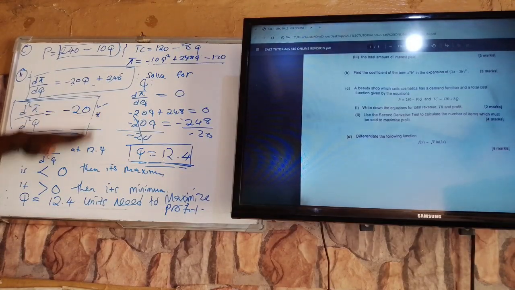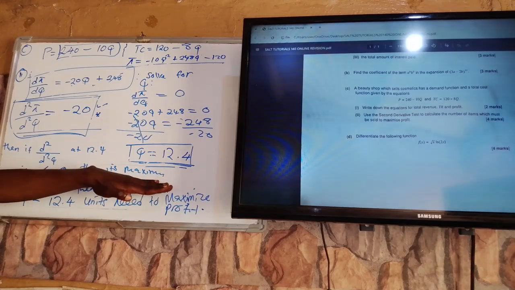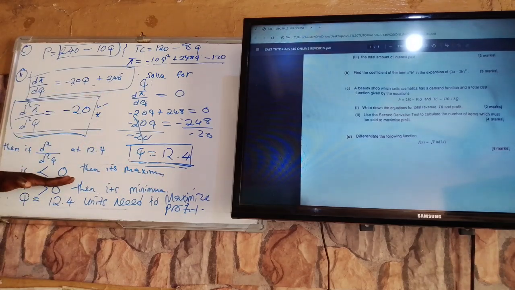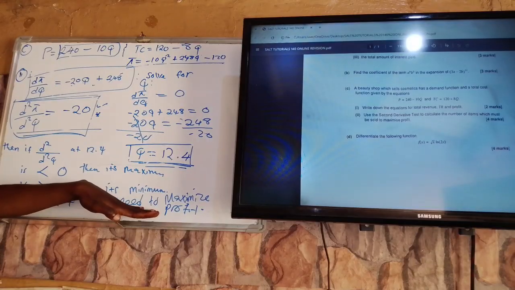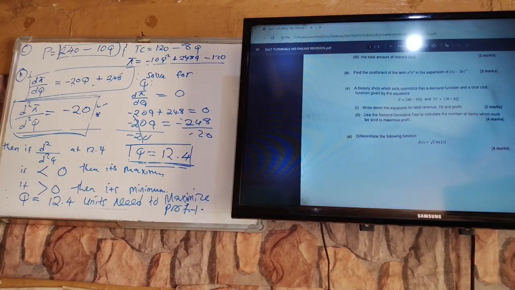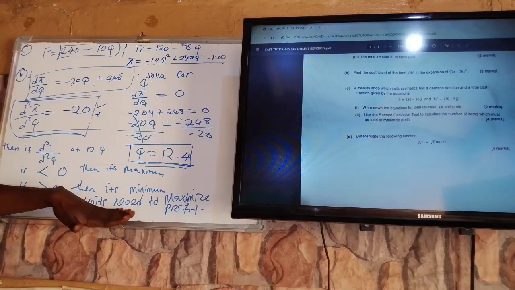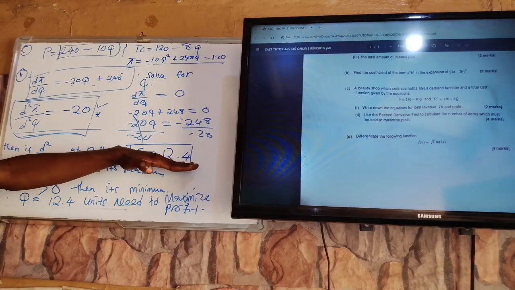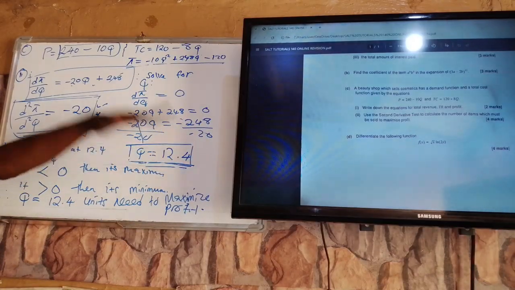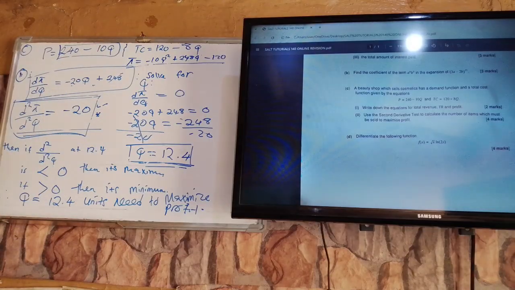And if the answer is less than 0, then it's a maximum. If the answer is greater than 0, then it's a minimum. So that's how you'll be able to handle it. So the maximum units needed is basically what? 12.4 units which are needed.